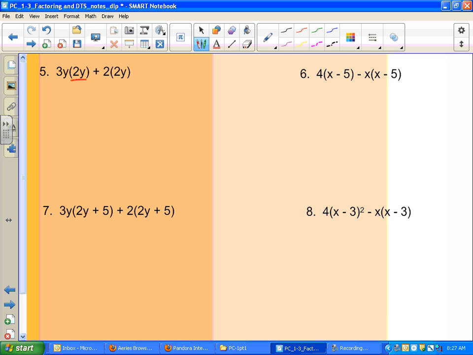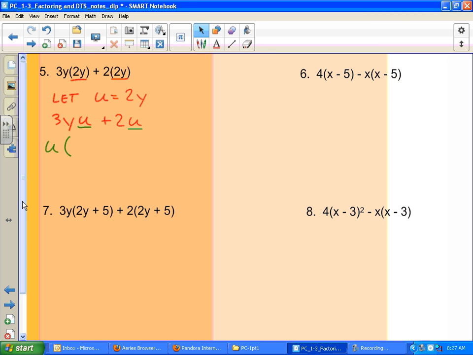If I look at the two terms, they both have a factor of 2y: 3y times 2y and 2 times 2y. Here we can do a little substitution to maybe see how this works. Let's let u equal 2y. Then I would have rewritten this problem as 3y times u plus 2 times u. Now I can recognize that I have a common factor of u, and that u comes out. And I'm left with a 3y plus a 2.